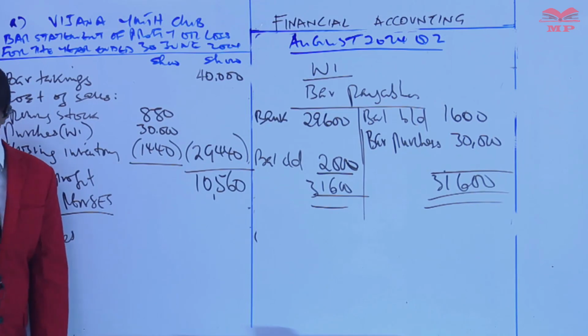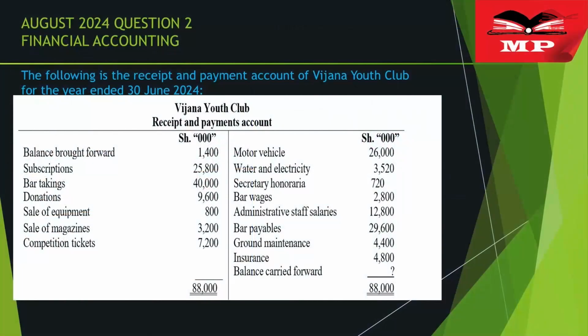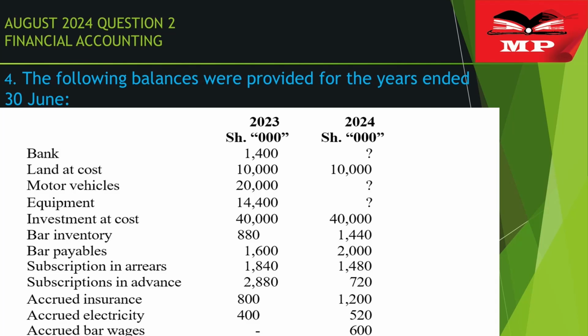Now we need to check if we need an adjustment on the bar wages. And how do you tell? Look at the question. How do you tell that there is an adjustment required on any expense or income? You can tell if there is need to have an adjustment by looking at the balances in note number 4. Do you have any balances in relation to wages at the beginning and at the end? Yes, look at note number 4. The last item there is accrued wages.